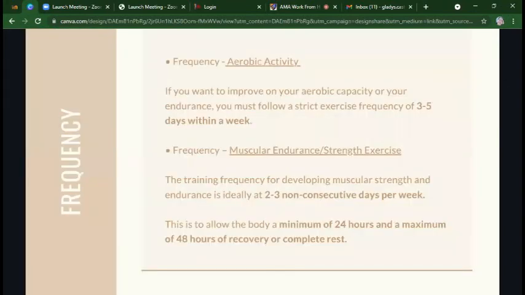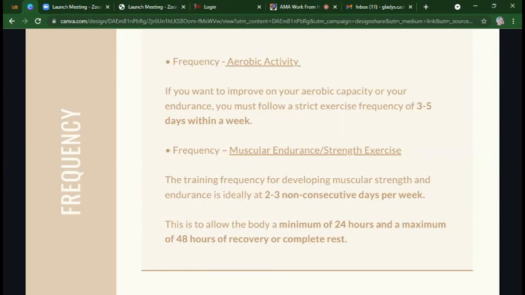For frequency in aerobic activity, if you want to improve your aerobic capacity or your endurance, we must follow a strict exercise frequency of 3 to 5 days within a week. For muscular endurance or strength exercise, we need at least 2 to 3 non-consecutive days per week.